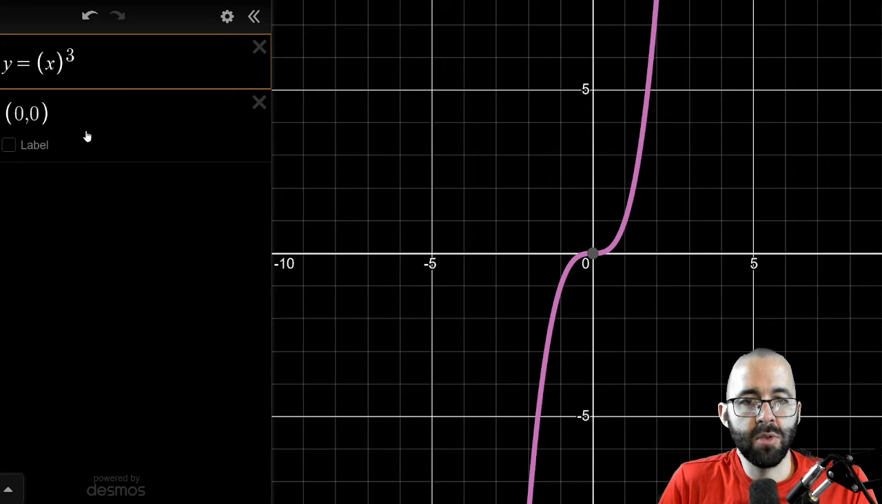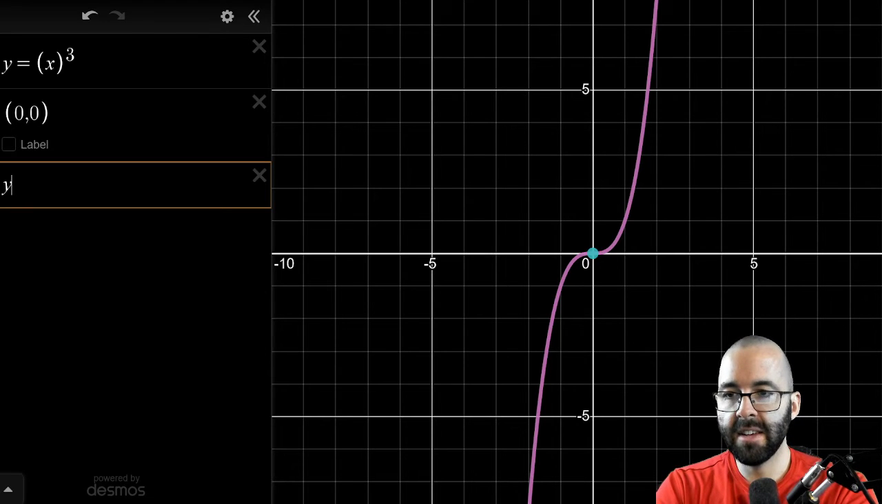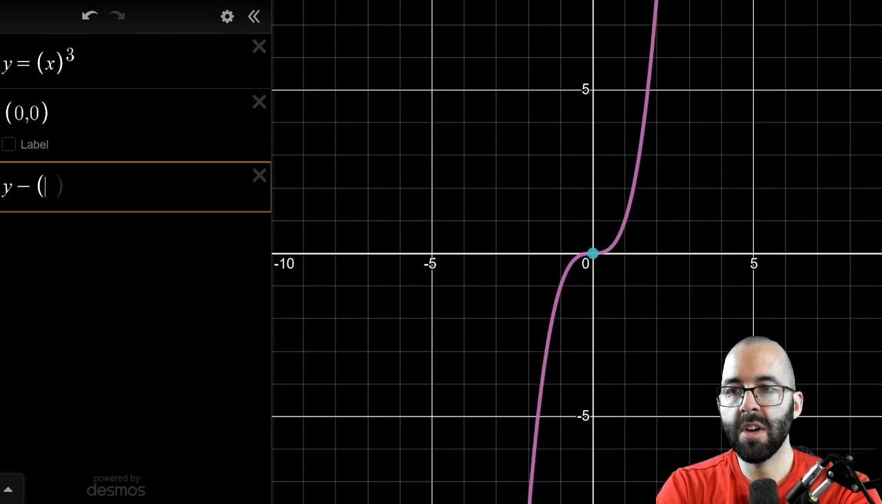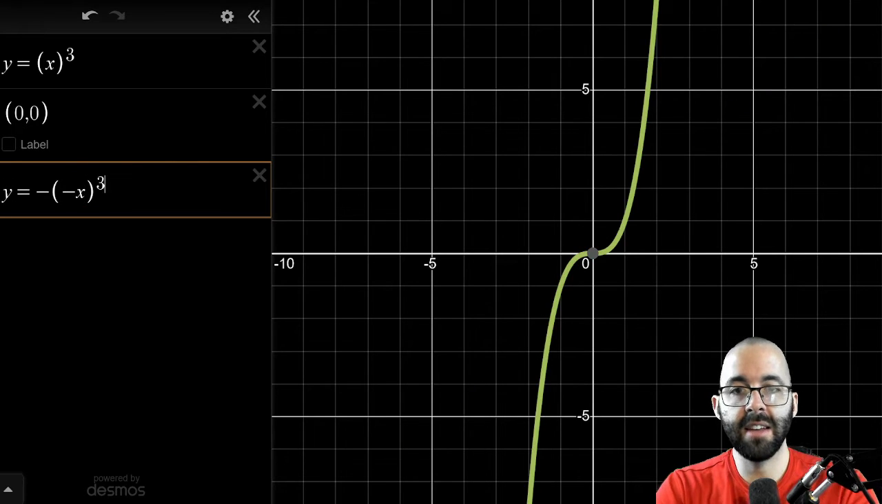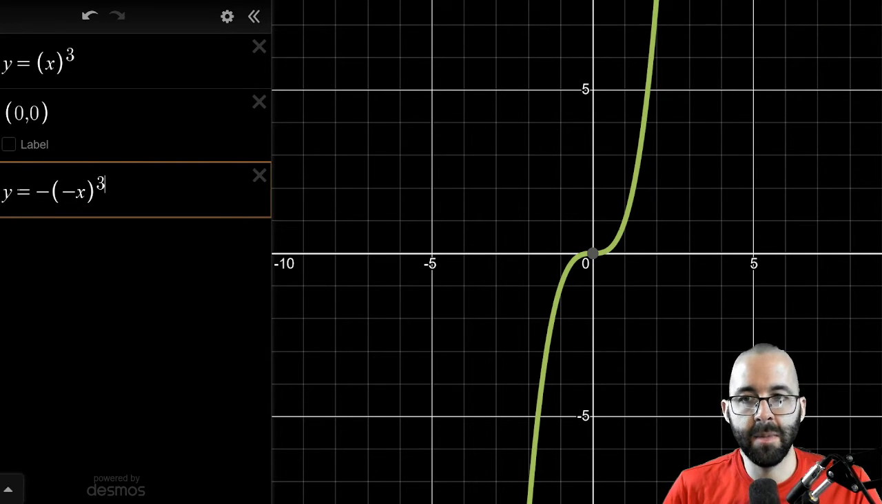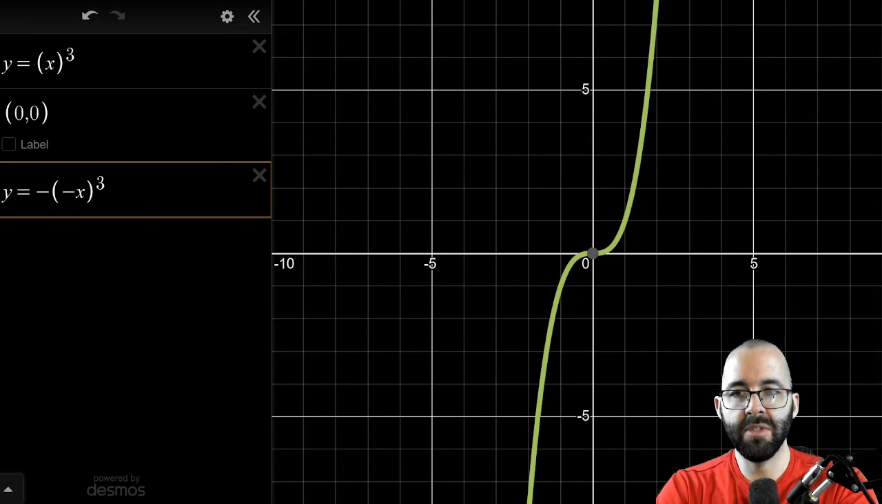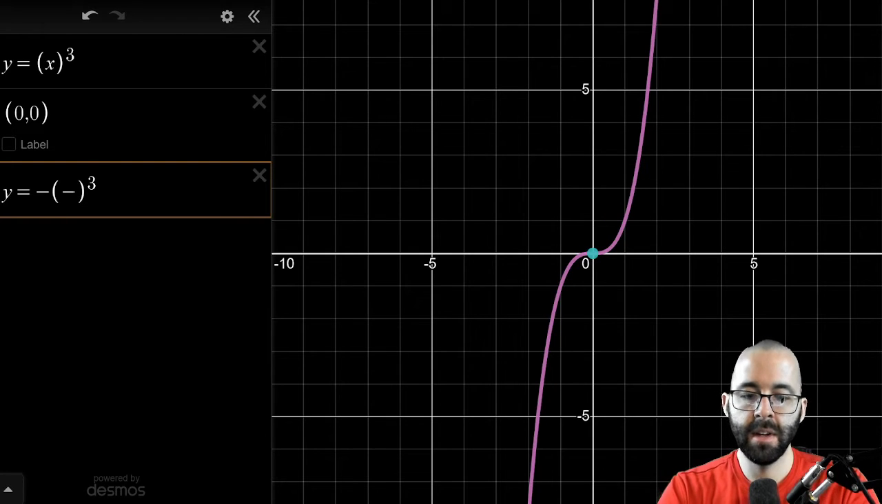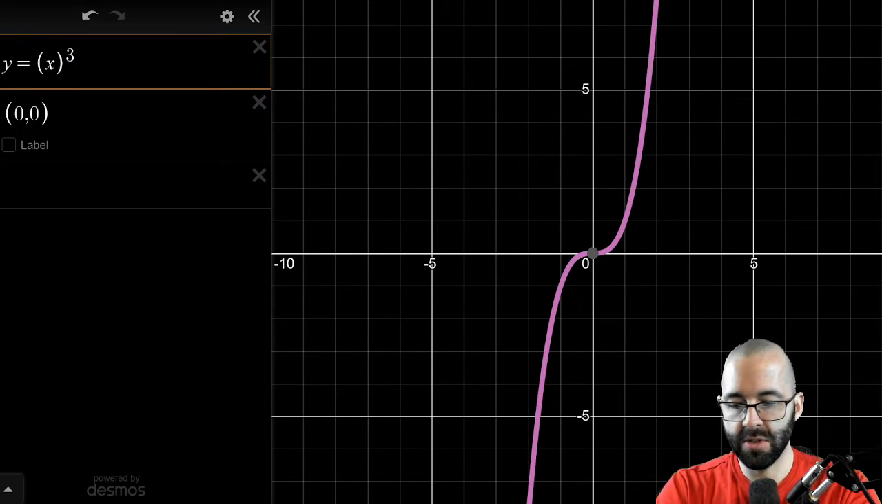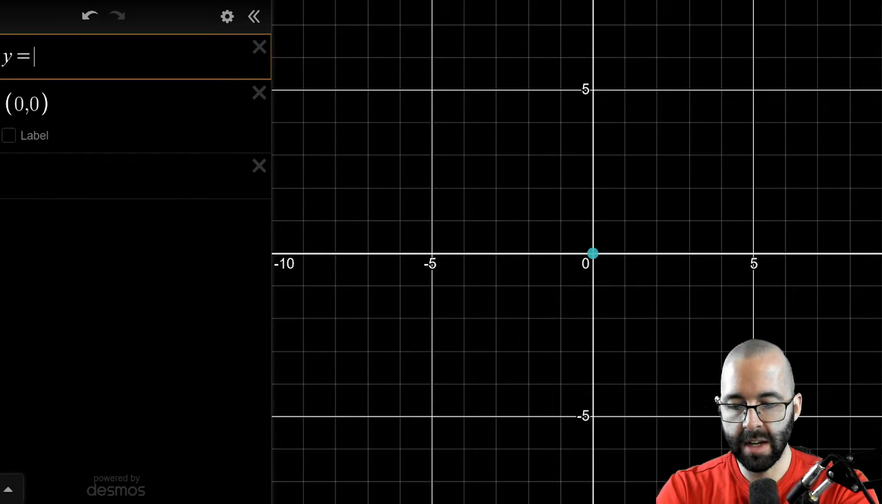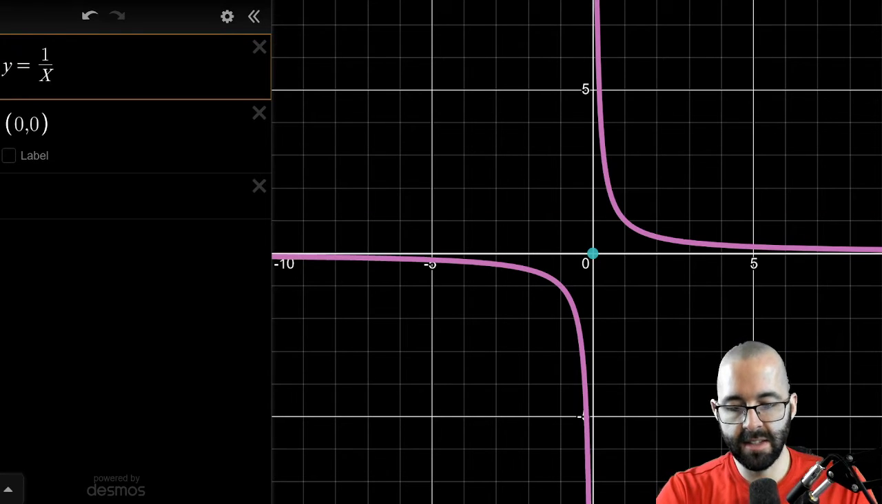Another way of thinking about it is reflecting it about both axes. If I reflect x cubed across both axes, so add a negative on the outside and a negative on the inside, it's the same. If we put one reflection with another reflection, we get back to the original function. Okay, let's look at another odd function. We could look at 1 over x. This is an odd function.